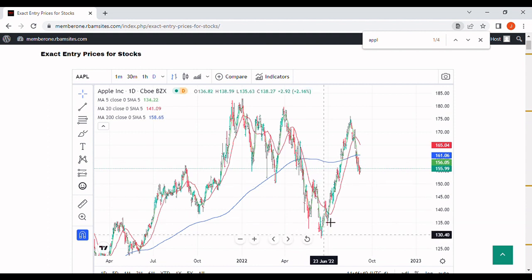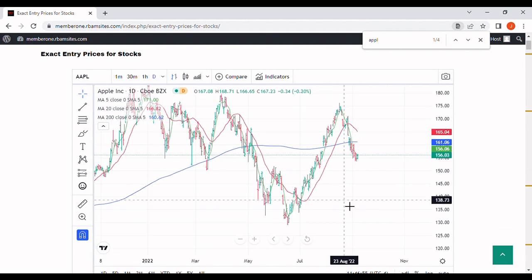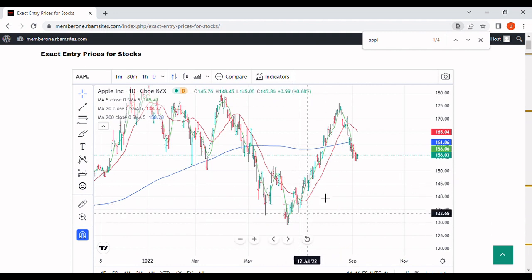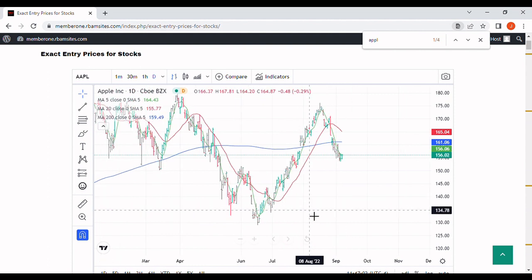We went down all the way to roughly 129, 130 bucks and put in a bottom down there, a very sharp, as you can see clearly, a V-shaped bottom at 129 on the 16th of June, it looks like, 2022. Then we began a tremendous rally from that price, 129, all the way up to 175. It's a great rally if you take a look at it.